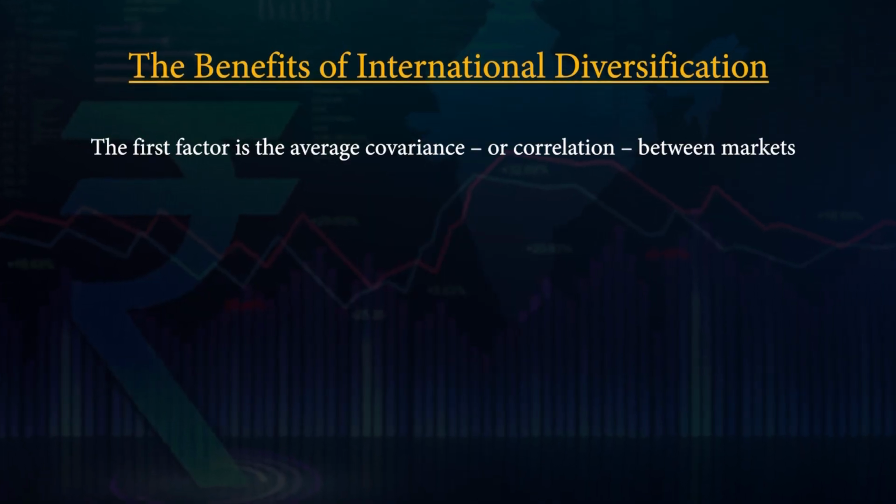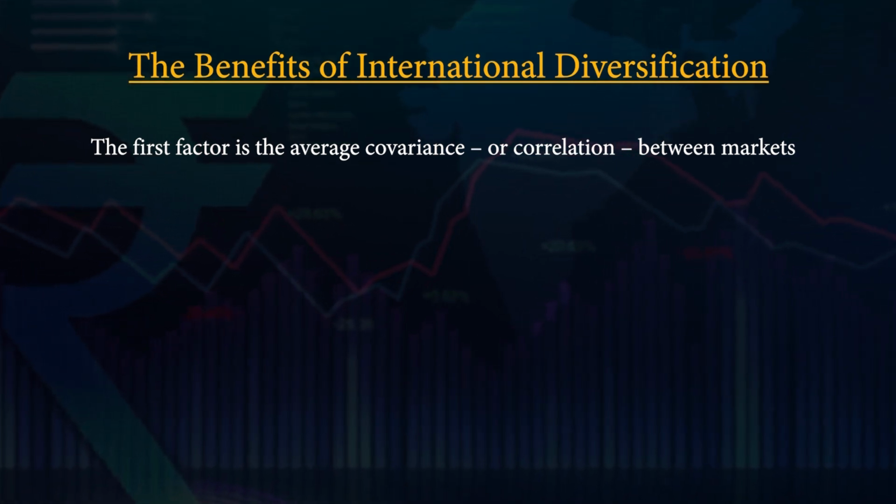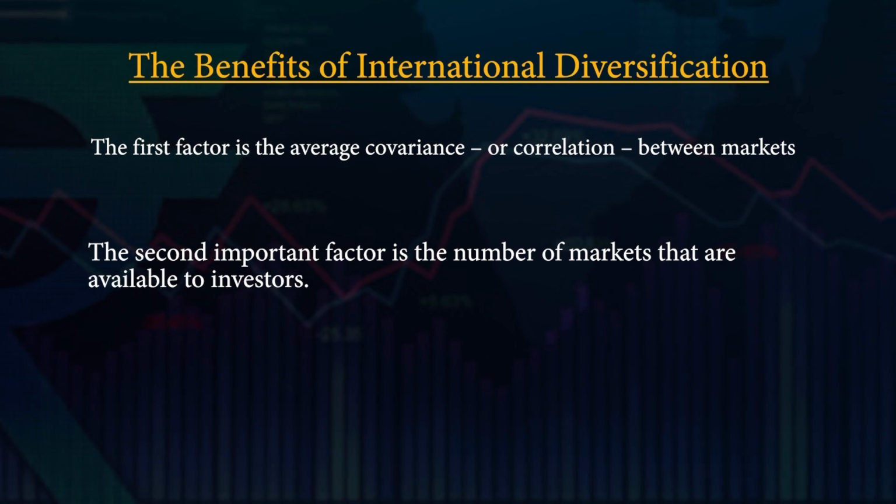So, if you try to reason out the two main factors that drive the benefits of international diversification, the first factor is average covariance or correlation between the markets, which I have explained in detail. And the second important factor is the number of markets that are available to the investors. Now, this factor is extremely important for the study of long-term benefits of international diversification, because the number of available markets has varied a great deal over the past few years. And the steady increase in the number of equity markets over the past century has provided additional diversification opportunities to the investors.